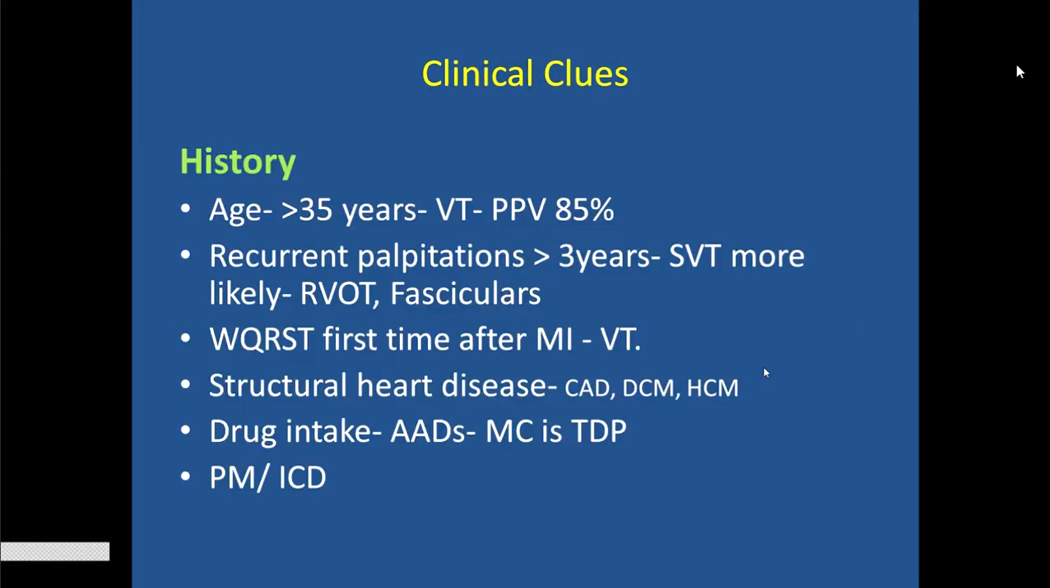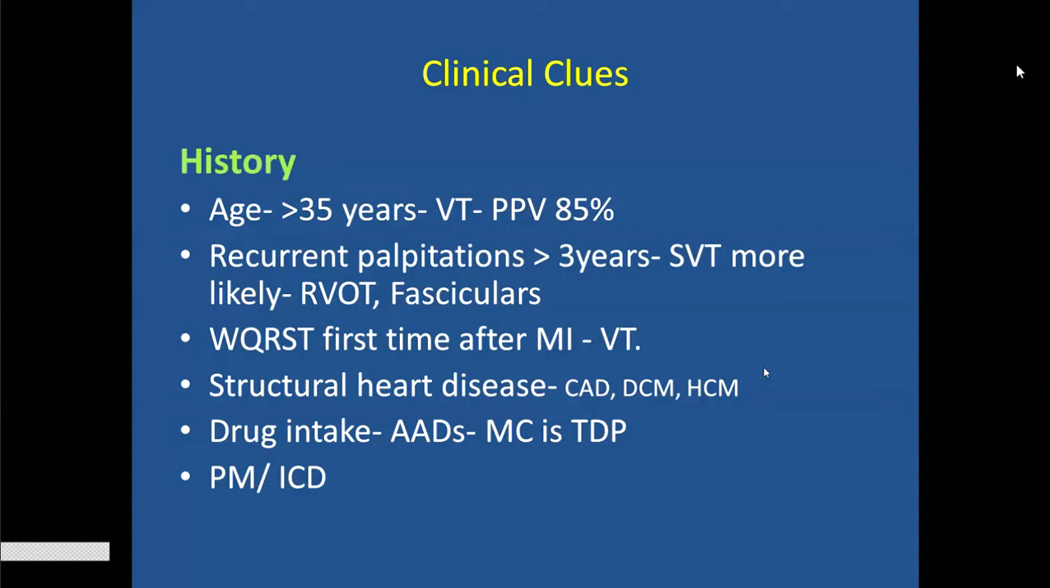Now, there are some clinical clues, as already mentioned, one of them: at age about 35 years, the positive predictive value is 85% for a VT. Suppose the palpitation is for more than 3 years, then SVT is more likely. We should remember that idiopathic VTs can last for many years and can be quite benign and less symptomatic. Wide QRS tachy for the first time after MI is very often VT.